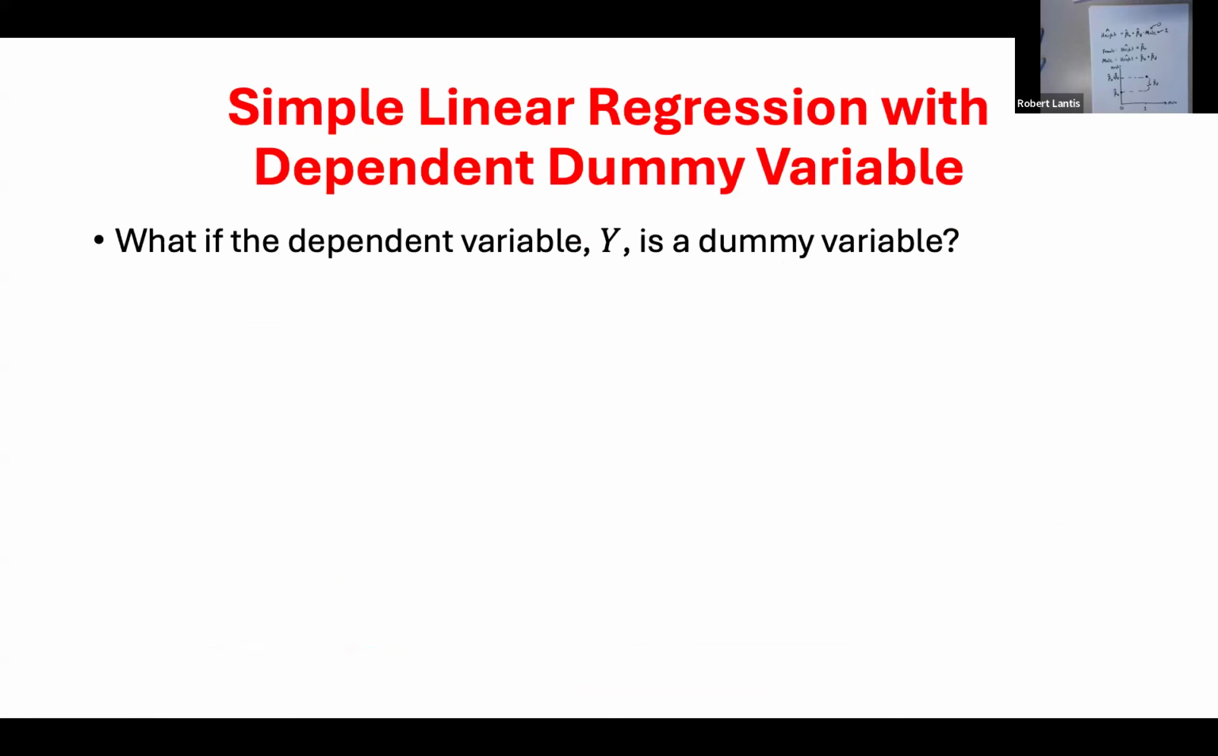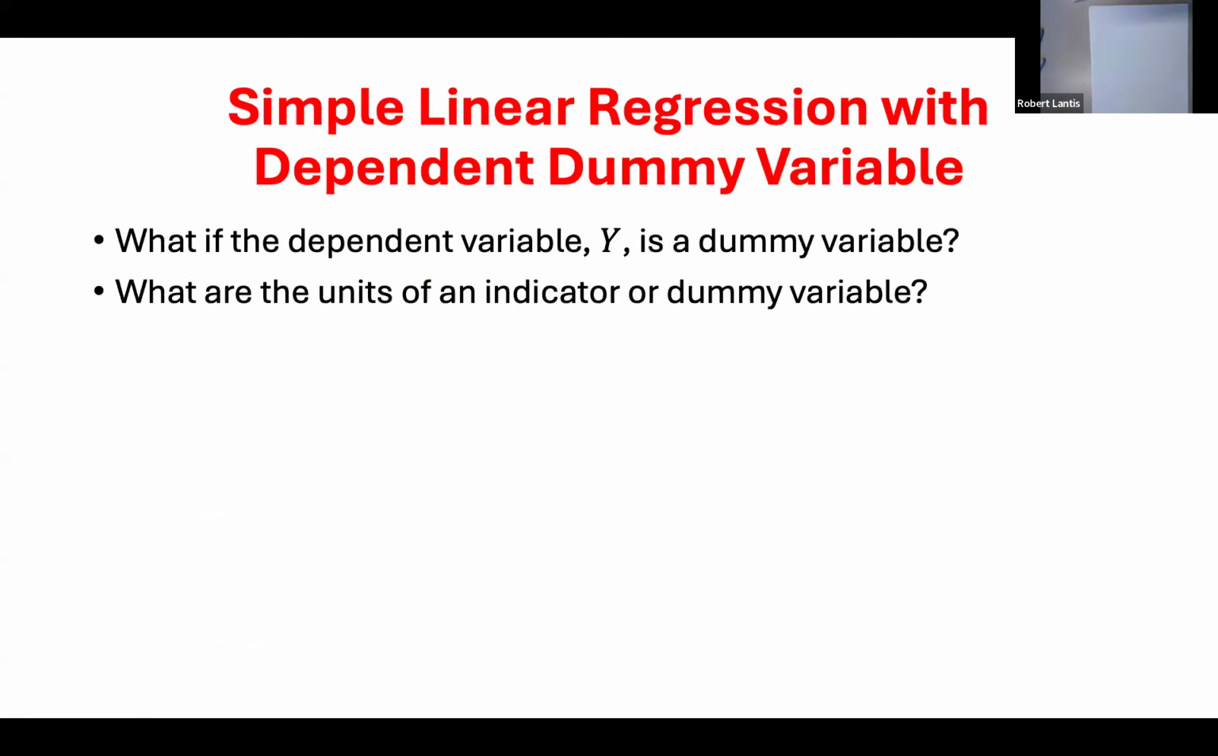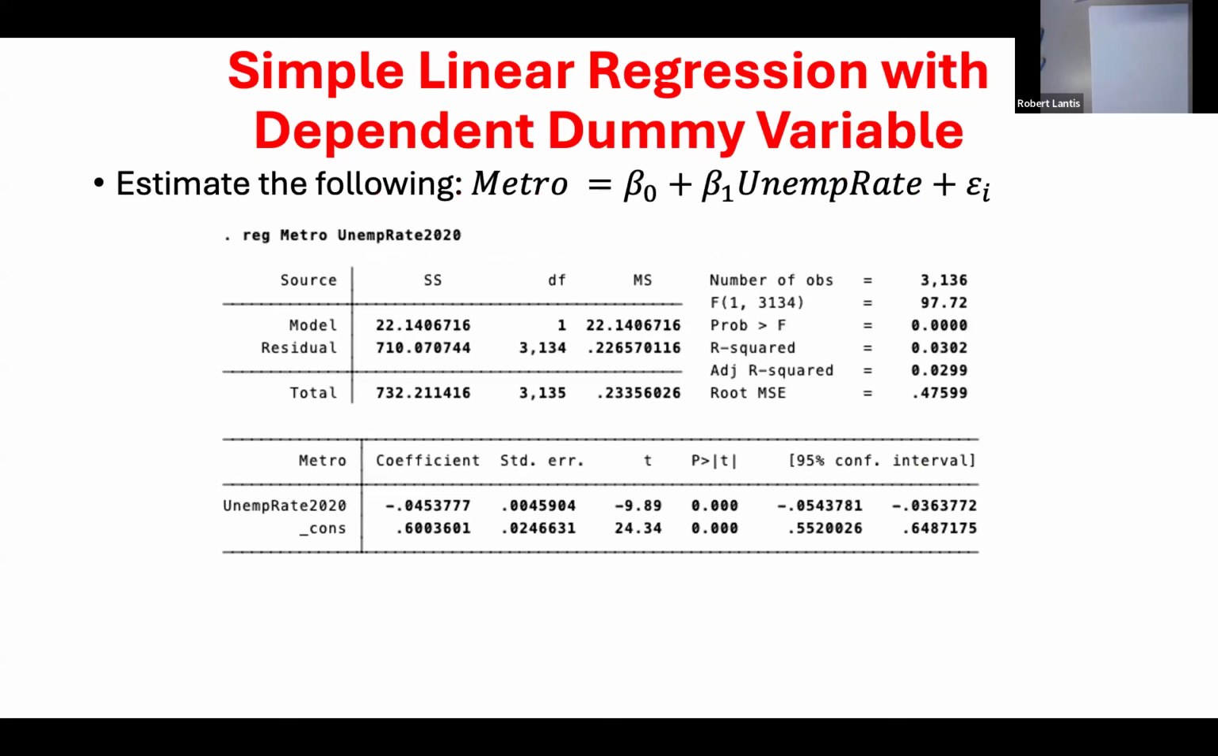So that was if we had a dummy variable as our independent variable. That told us the differences in the means of those two groups, the 0 and the 1 group. What if I have a dummy variable as my dependent variable, the y variable? What would the units of my y variable be? So let's think of another example. Let's see, do I have one here? Yeah, let's skip ahead. I'll come back to this.